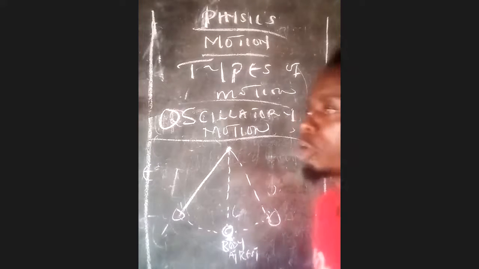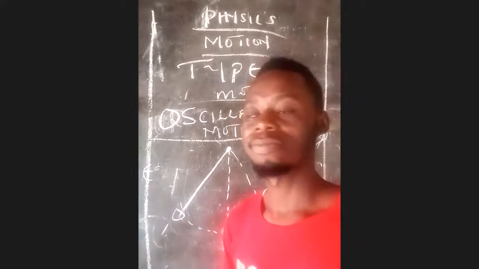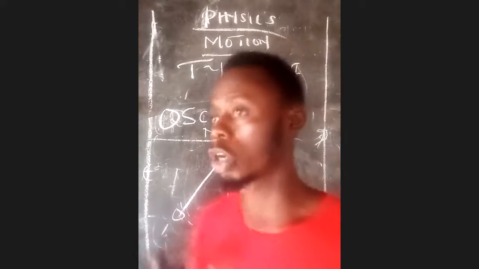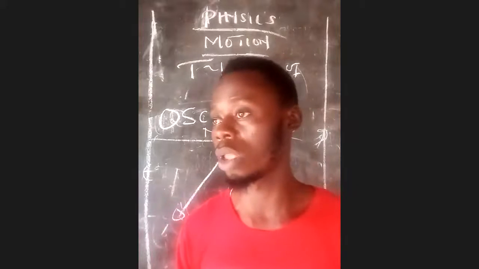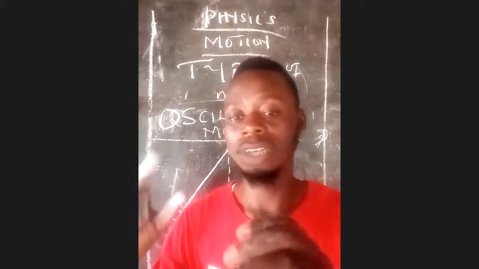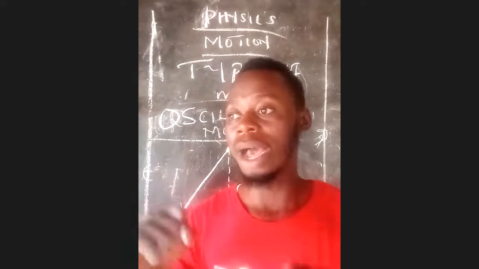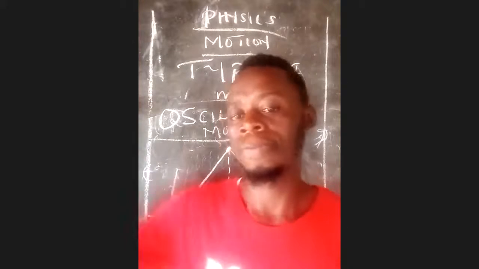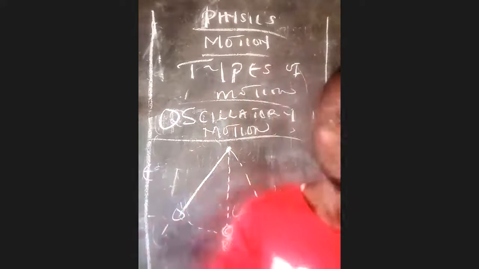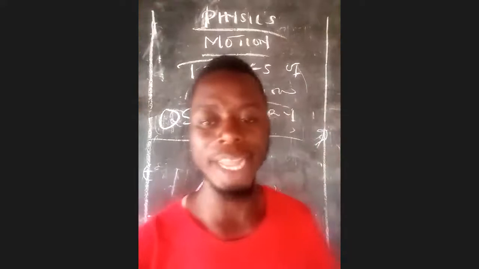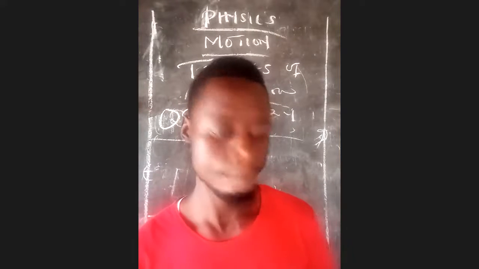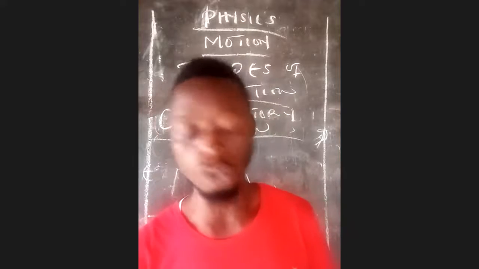Another one is kicking or punching a bag. Those of you that train boxing, if you punch a bag with a load that is hung up, when you kick the bag, you see that it moves in an oscillatory motion. Those are other examples of oscillatory motion.